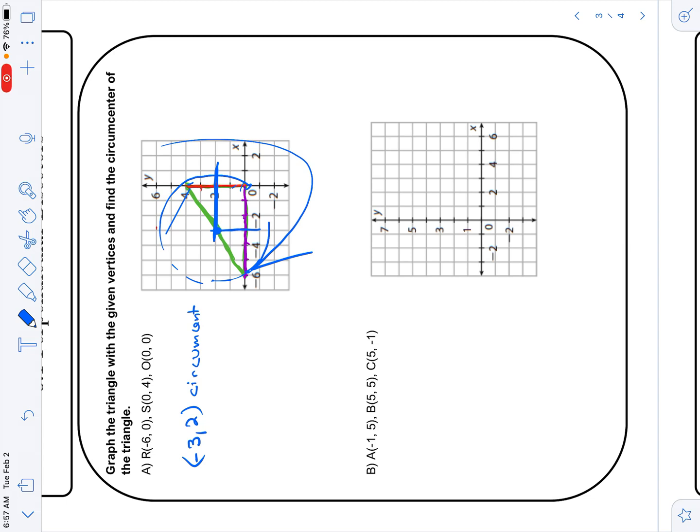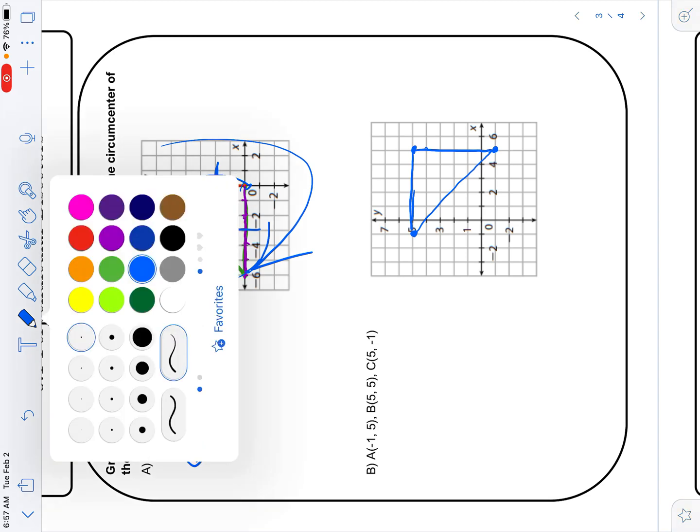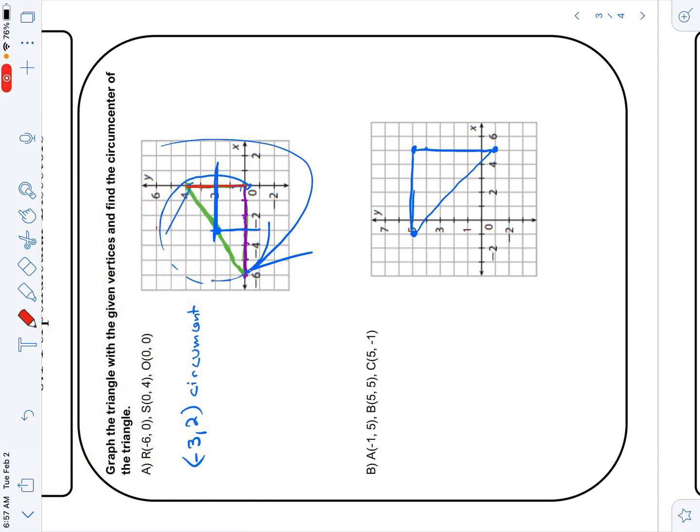So if we did the same thing, -1, 5, put our point there. 5, 5, put our point there. And then 5, -1. Once again, we're going to have a triangle. And we want to find the perpendicular bisector. So again, I could find the perpendicular bisector of 3 of those sides, but I only need 2 of them because I only need 2 lines to intersect. I'm just going to find it of this horizontal line and the vertical line.